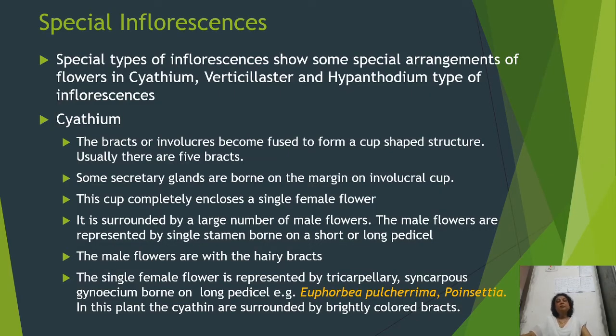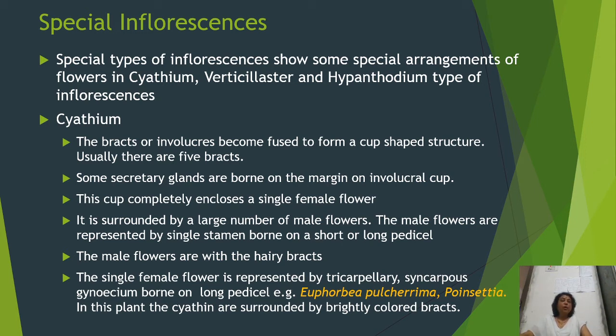There are certain special types of inflorescences also observed. These types show the mixed type of inflorescence, like cymose and cymose combined, so they are also known as a mixed type or the special type of inflorescence. Some of the types are Cyathium, Verticillaster and the Hypanthodium type. We will discuss one by one.